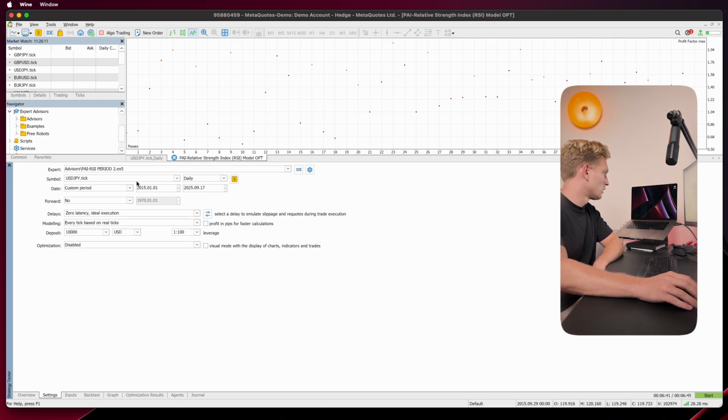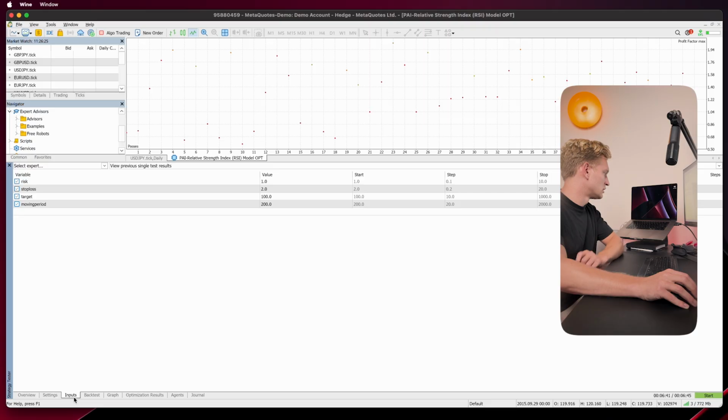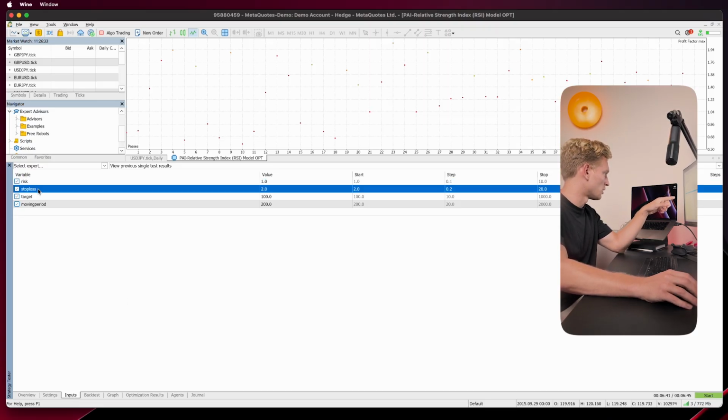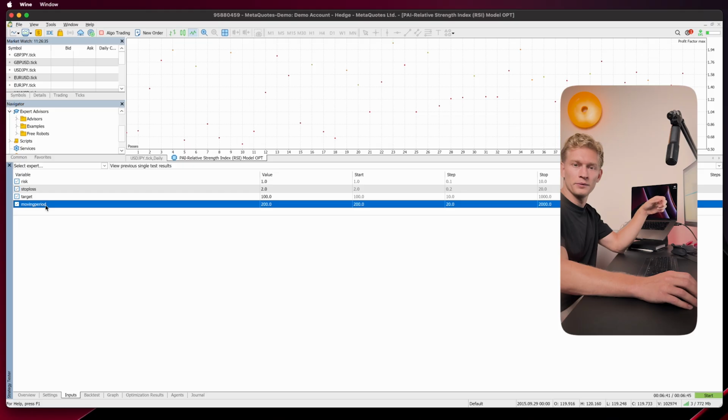We have yen again. We have the daily time frame. We have some custom period that we're gonna backtest. We can specifically look at that trade we did spot on TradingView, but I don't really want to do it. What is new is we have inputs. We can change here. You see risk, stop loss, target, moving period. Those are the things, the inputs we put in Profectus, right? And now they're here. So we can adjust things.